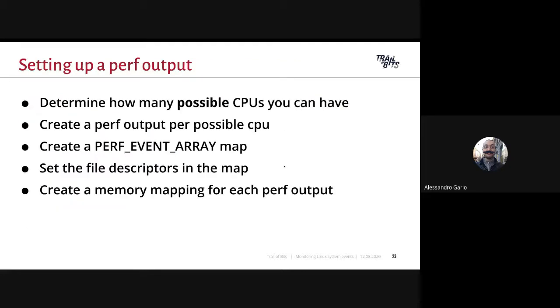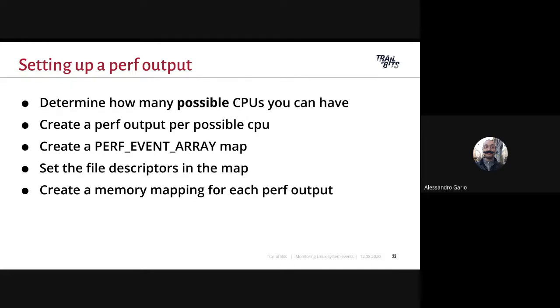We have used a perf output in the exit program, so let's see how it is set up from the user mode application. We first need to determine how many possible processors we can have on the system. This can differ from the amount of online usable processors that you can see from top. In VMware Fusion, for example, we report 128 possible processors. Once we have this number, we can create the perf event array map with the right size.